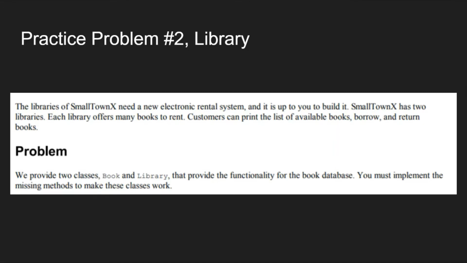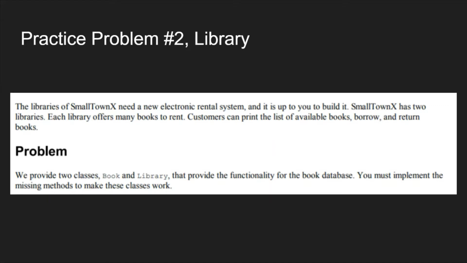All right, so you're done with the first practice problem. This practice problem is going to be pretty challenging. So the libraries of small town X need a new electronic rental system, and it's up to you to build it. Small town X has 2 libraries. Each library offers many books to rent. Customers can print a list of available books, borrow books, and return books.